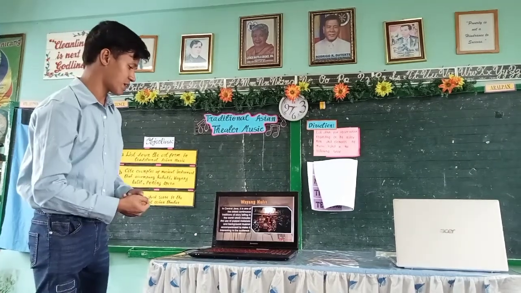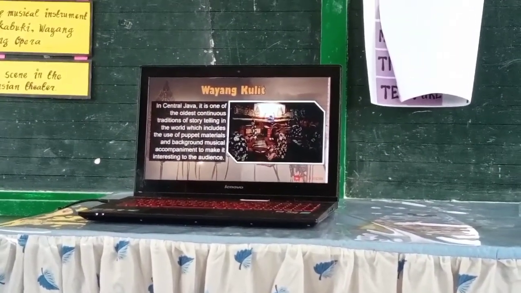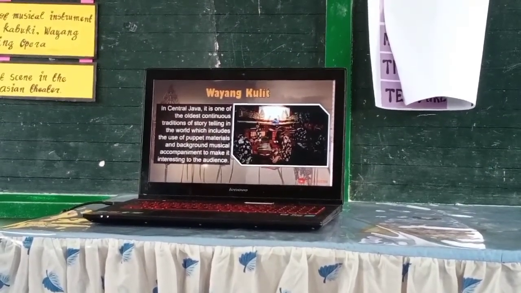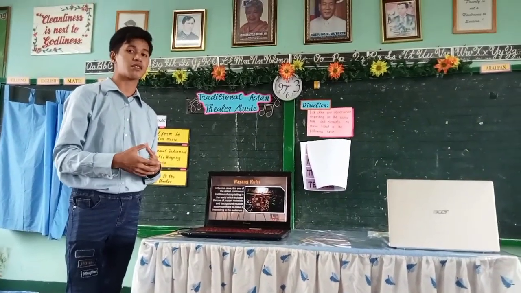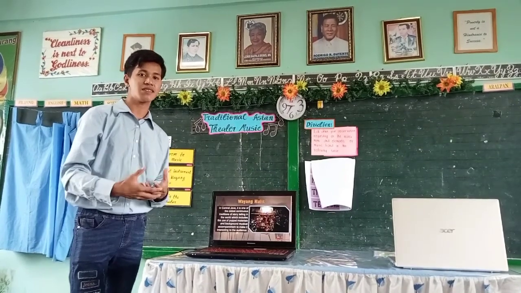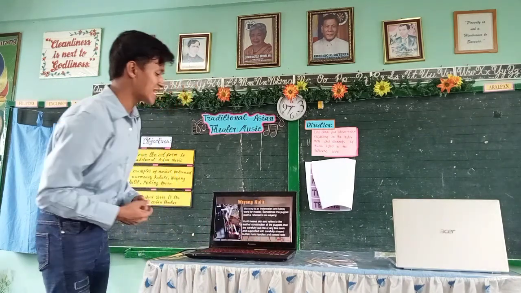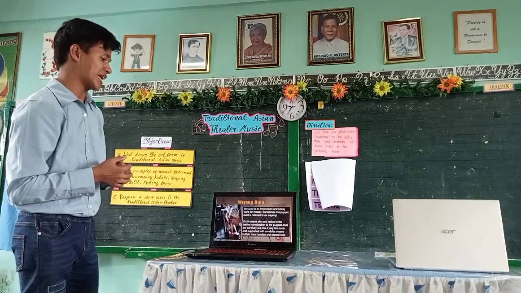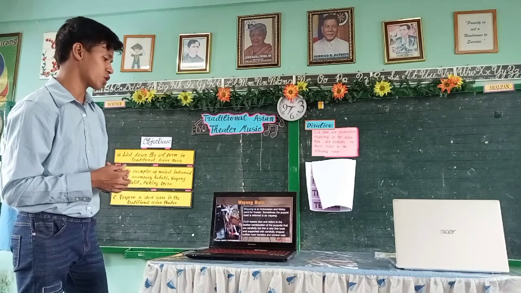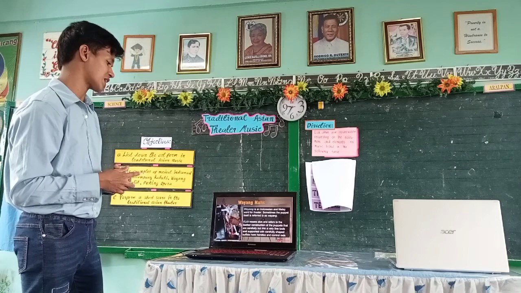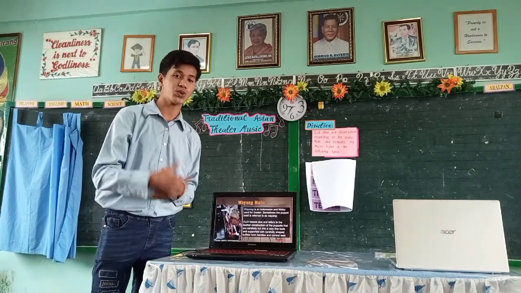So wayang kulit is a puppetry that originated in Central Java. It is one of the oldest continuous traditions of storytelling in the world, which includes the use of puppet materials. During their presentation, in wayang kulit they portray history or a scene that uses a character, which is the puppet. So wayang is an Indonesian and Malay word for theater. Wayang means theater and kulit means skin and refers to the leather construction of the puppets that are carefully cut with very fine tools. So wayang is theater and kulit is the skin that refers to the puppets being used.